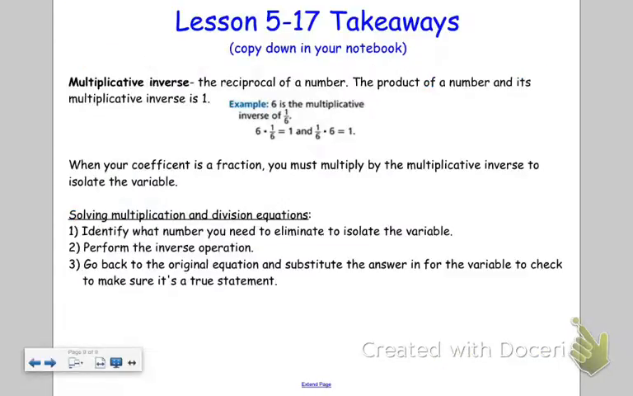Okay, the takeaways. First, remember the multiplicative inverse. You're going to see that again. The multiplicative inverse is also known as the reciprocal of a number, and the product of a number and its multiplicative inverse is always going to be 1. When your coefficient is a fraction, you must multiply by the multiplicative inverse to isolate the variable. And last, remember, when you're solving multiplication and division equations, identify what number you need to eliminate to isolate the variable, and then perform that inverse operation. And of course, go back to the original equation. You can substitute the answer in for the variable to check to make sure that what you're doing is correct.